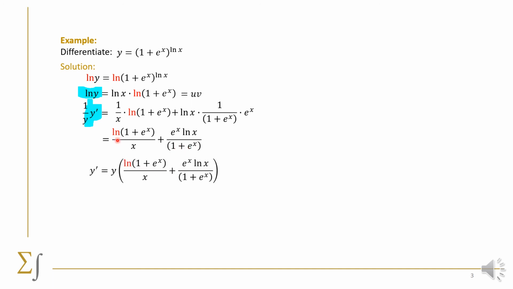Now, we see that we multiply both sides by y, so we get y prime is equal to y multiplied by the bracket we just got here in this step. So in the coming step, we will take the y and replace it by the given value for the y, which is f of x, which is (1 plus e^x) to the power ln x. Okay, so we write for y its given form, and then we put the bracket as it is, and this will be the answer.